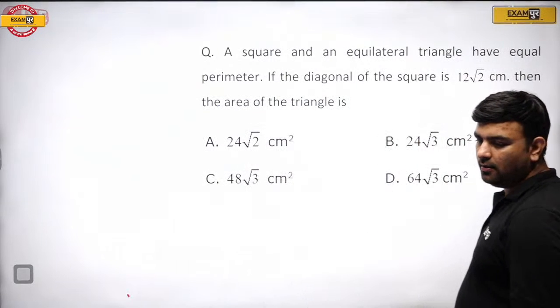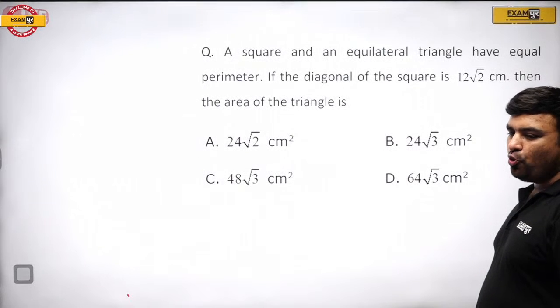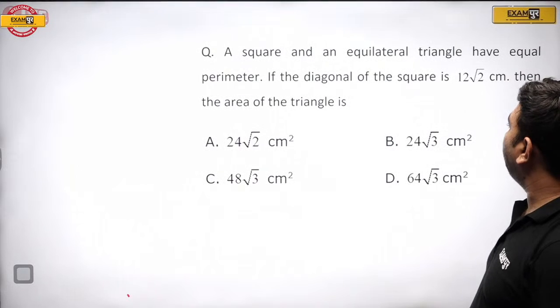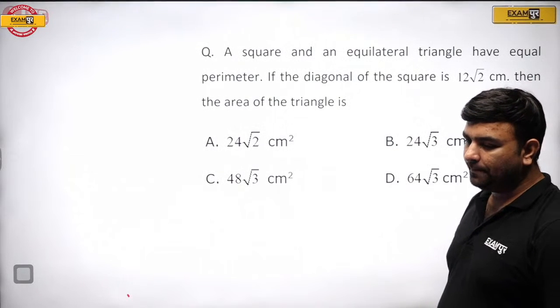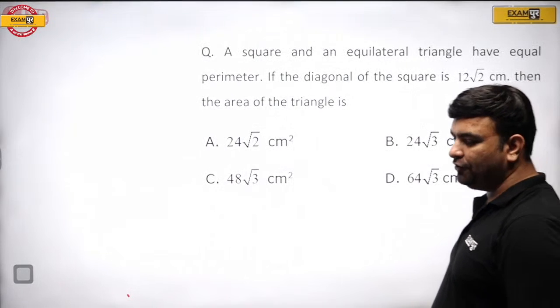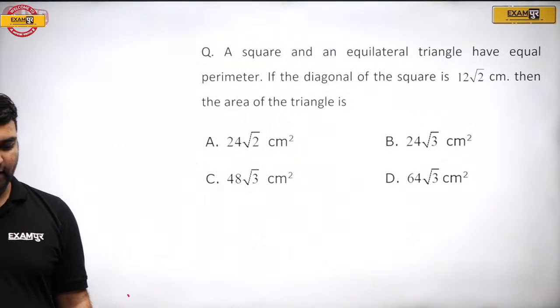I think it's now properly visible. A square and an equilateral triangle have equal perimeter. If the diagonal of the square is given, what is the area of the triangle?